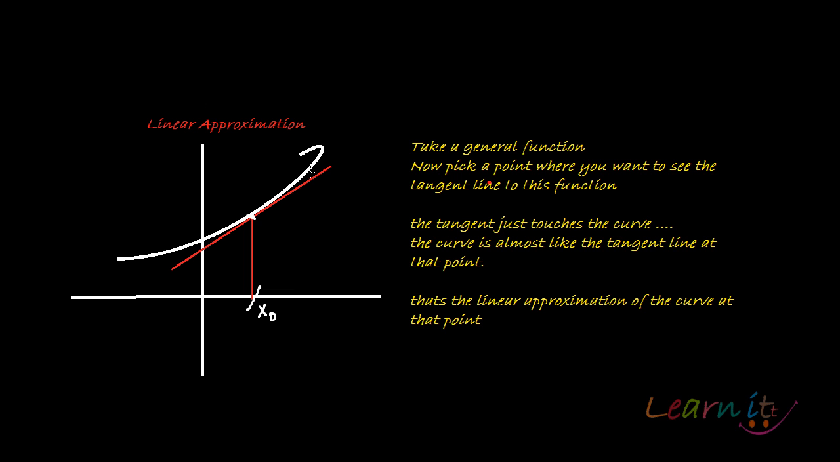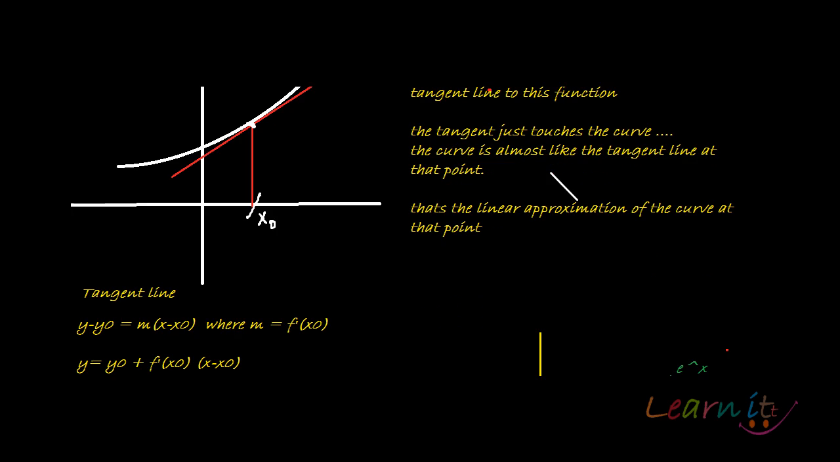Now note that the tangent just touches the curve. It does not cut the curve. It just touches the curve at this point, which means that this tangent line is almost like the curve at this point, because since they're just touching each other, the value of the curve should be nearly the value of the line. So that's the linear approximation of the curve at a point.